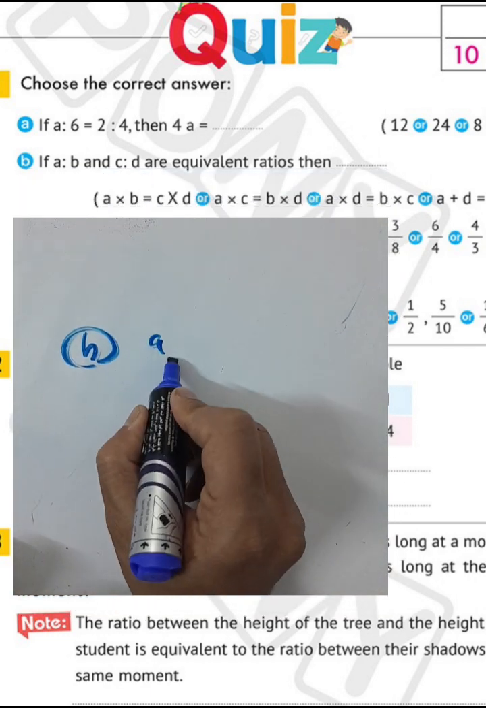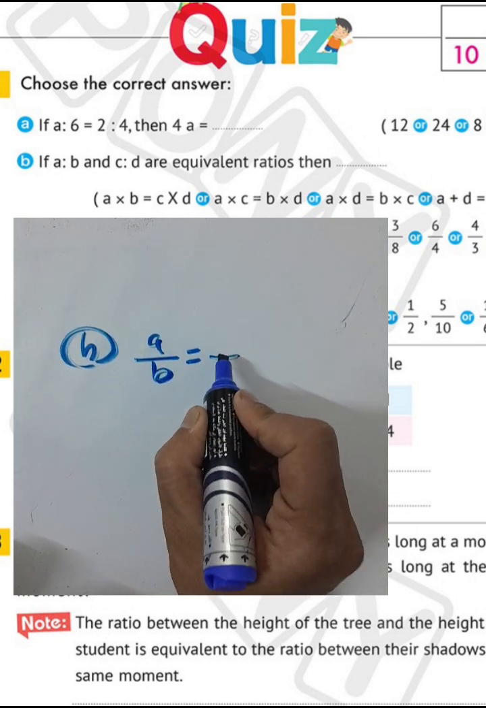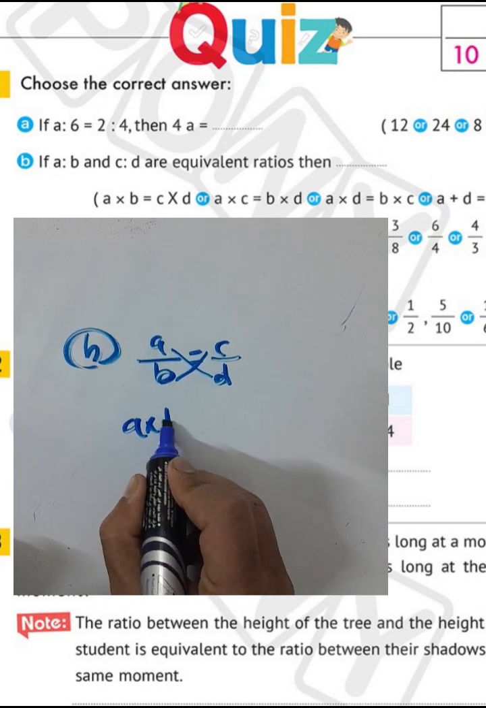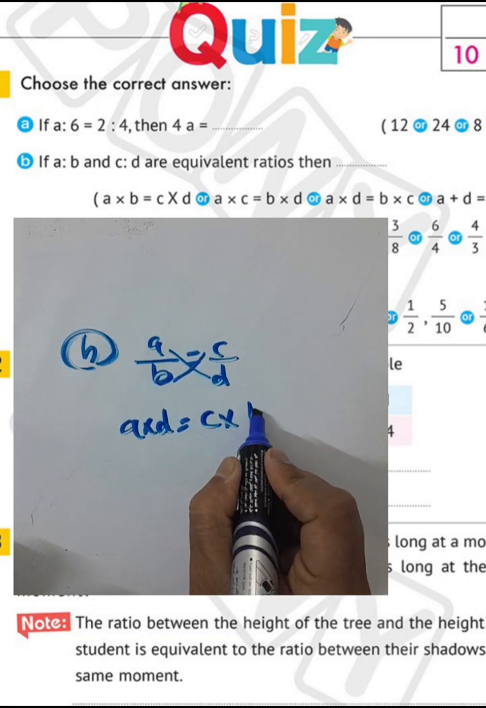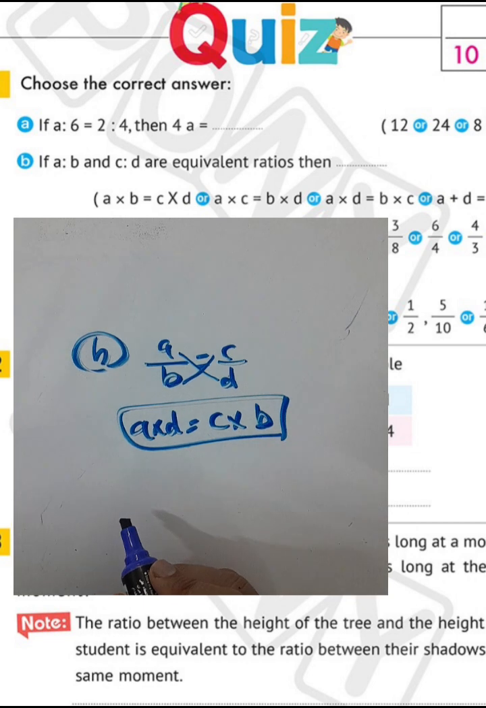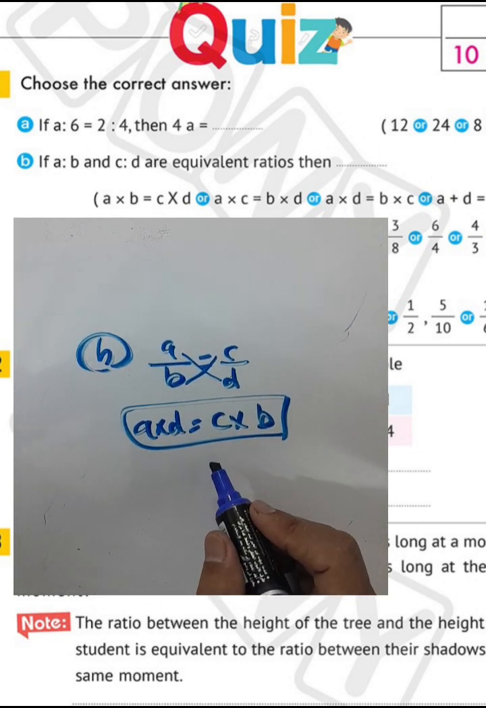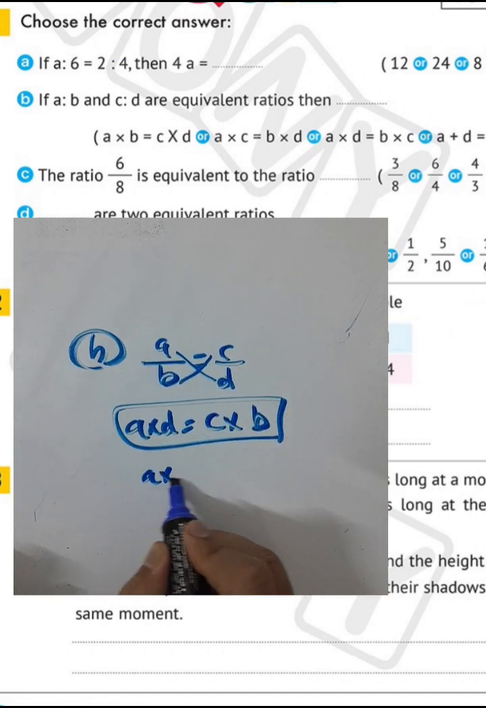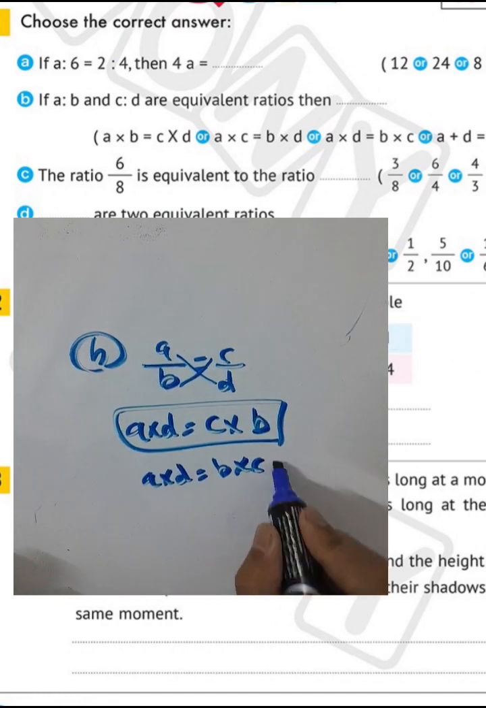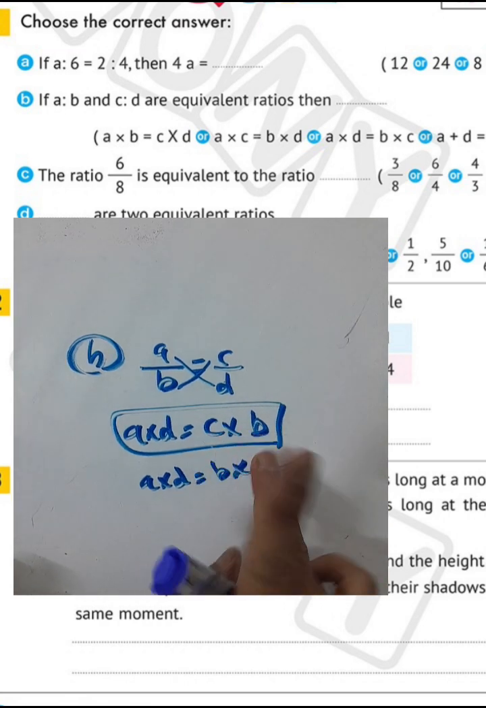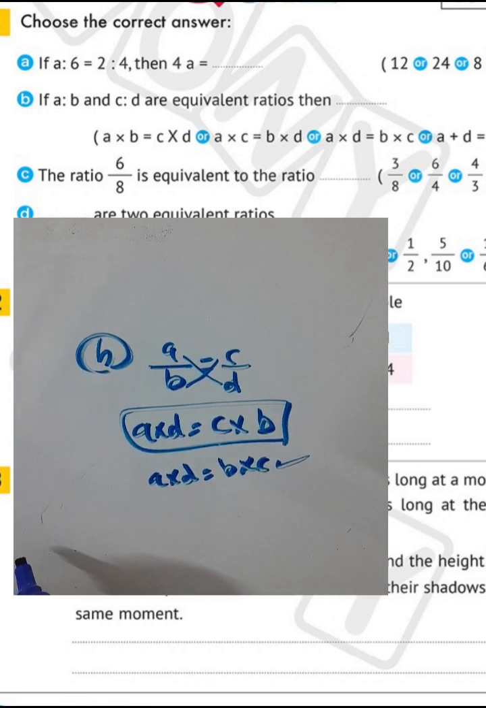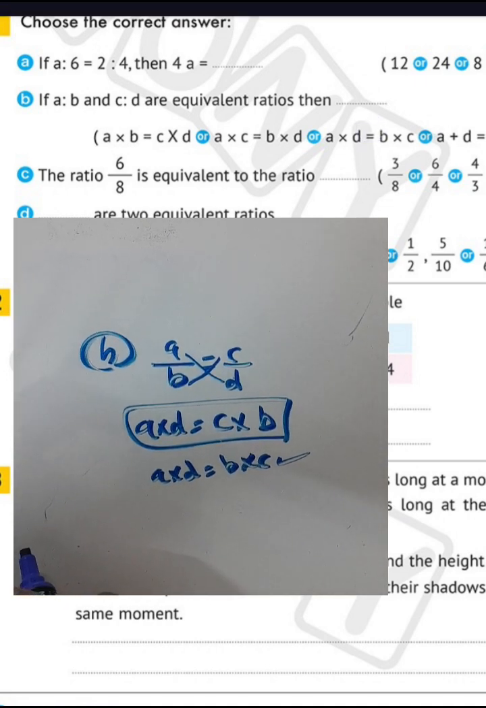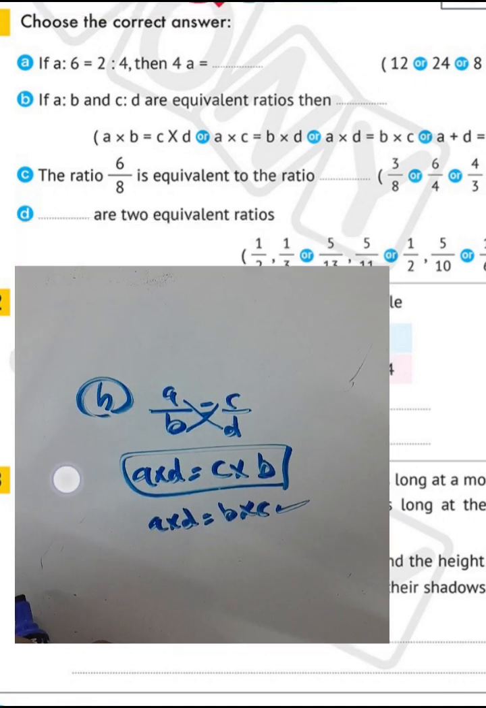Question letter B. If A to B means A over B equals the ratio between C and D, then the product of extremes equals the product of means, then A multiplied by D equals C multiplied by B. You can solve here, choose the third one. Okay, you can write A multiplied by D equals B multiplied by C. It's exactly this, using the commutative property of multiplication. A multiplied by D equals B multiplied by C. Choose the third one.